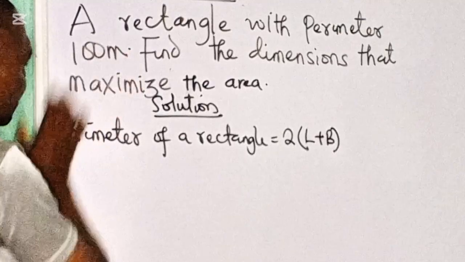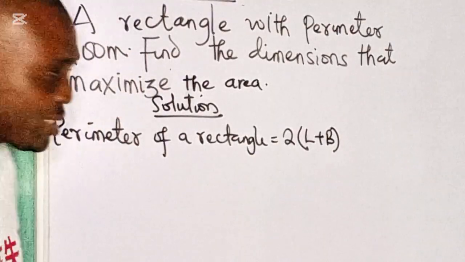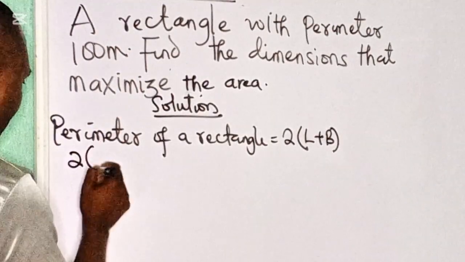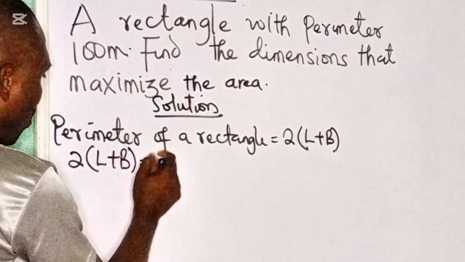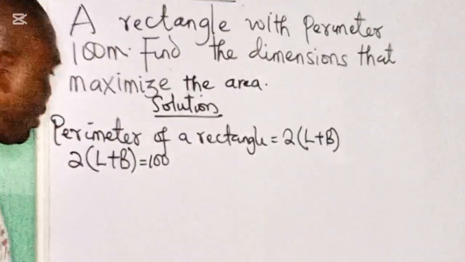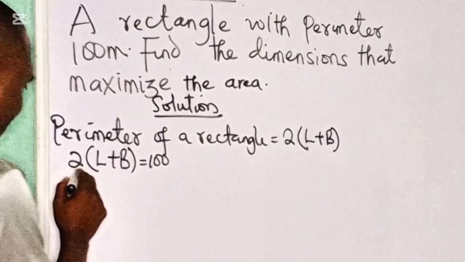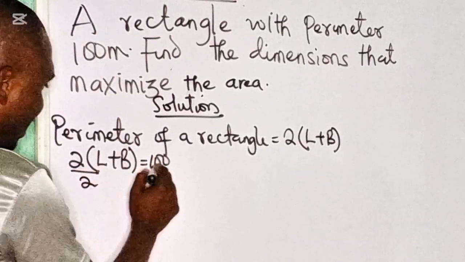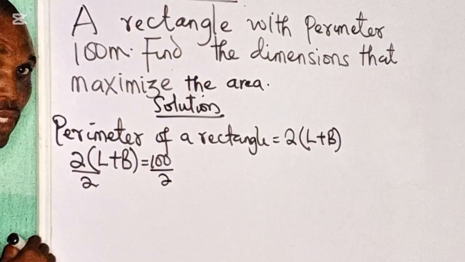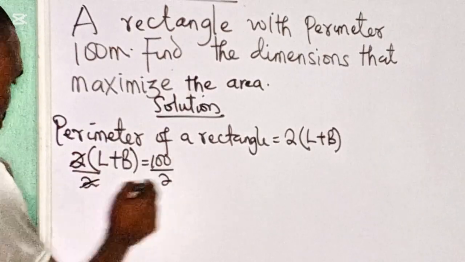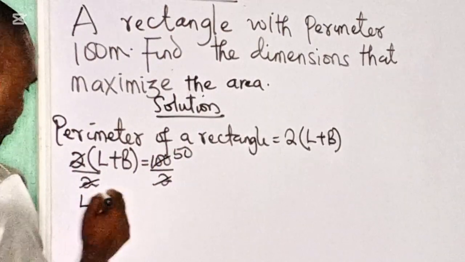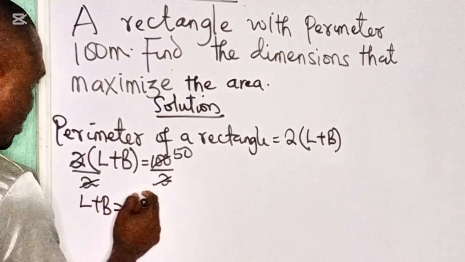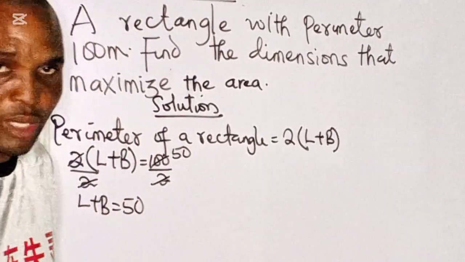Now, they gave us the perimeter as 100 meters. So it's going to be 2 brackets length plus breadth equals 100. Now, from what you are having here, I can decide to divide both sides by 2. If I divide both sides by 2, 100 over 2 is 50. So length plus breadth is equal to 50. Am I communicating?